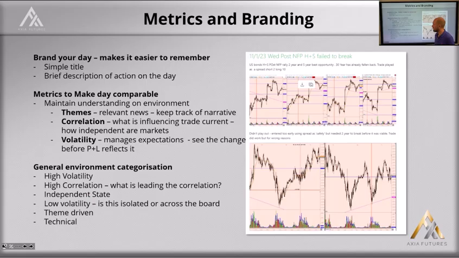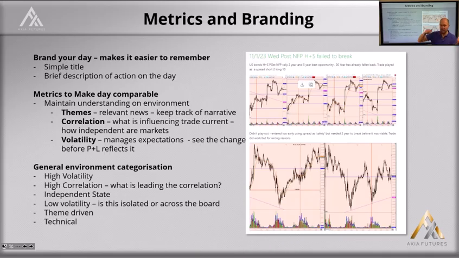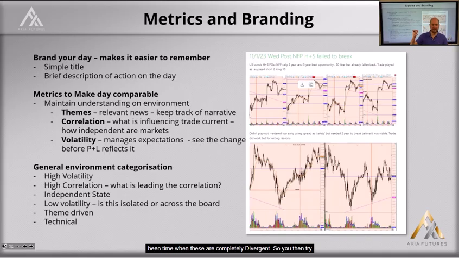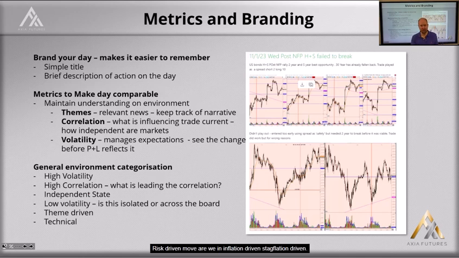Correlation. Look at what's influencing current trade. There have been periods that I have seen where bonds, equities, gold, dollar all move together, or almost conversely to the dollar. So the dollar strength, equities fall, bonds fall, gold falls. There's been time when these are completely divergent. So you then try and pick up on the different correlations that go on. Are we in a dollar-driven move? Are we in a risk-driven move? Are we in inflation-driven, stagflation-driven? Are we in a completely independent market type?